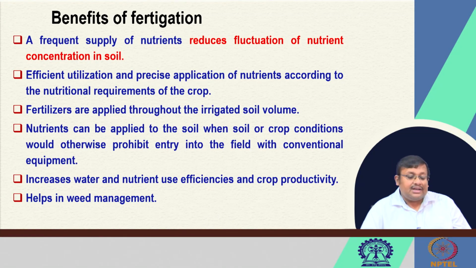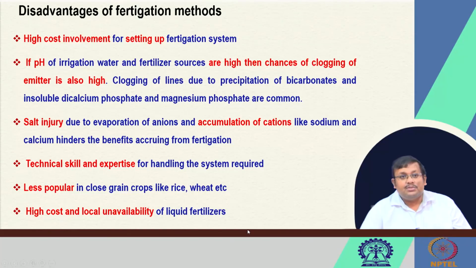So, what are the benefits of fertigation? A frequent supply of nutrients reduces fluctuation of nutrient concentration in soil, and allows efficient utilization and precise application of nutrients according to the nutritional requirement of the crop. Fertilizers are applied throughout the irrigated soil volume, and the nutrients can be applied to the soil when soil or crop condition would otherwise prohibit entry into the field with conventional equipment. It also increases water and nutrient use efficiencies and crop productivity, and finally it helps in weed management.